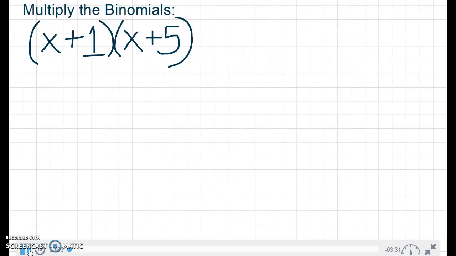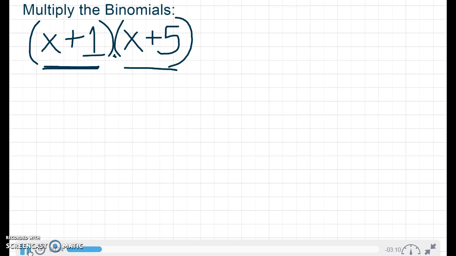Today we're going to multiply two binomials. A binomial is basically this expression right here with two terms. The x is one term and the 1 is another term. So this is a binomial times a binomial.